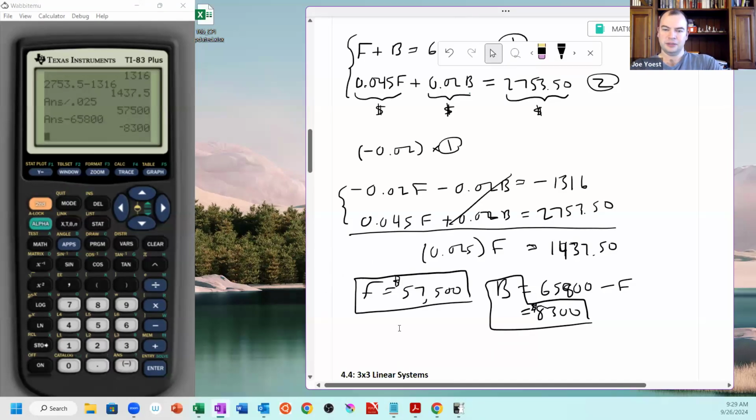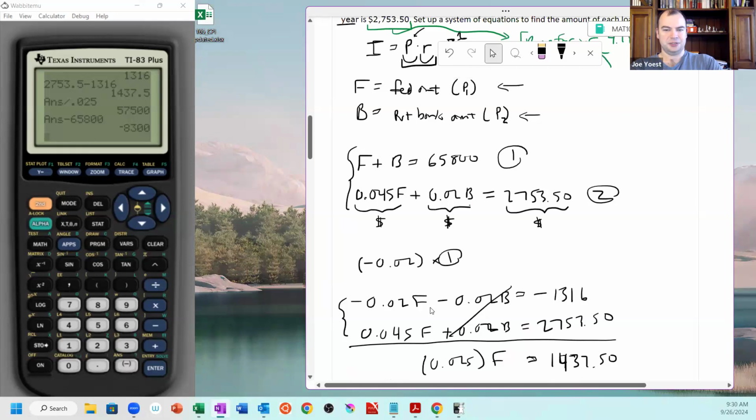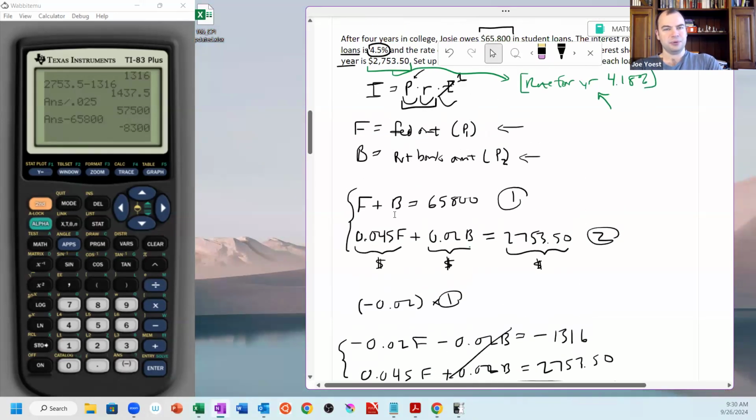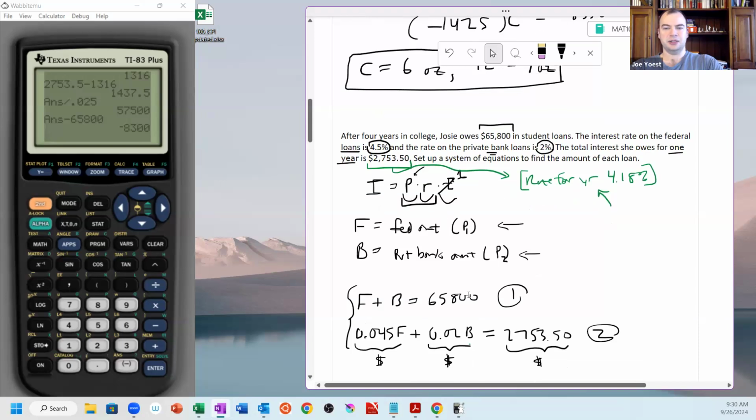Okay. So getting the solution wasn't all that terrible, mainly because f plus b equals 65,800 is a pretty nice equation. Even if we were to do substitution, that's an easy one to solve for one of the variables in terms of the other. But I think the tricky part here was just making sure that all of our units were right in the second equation.